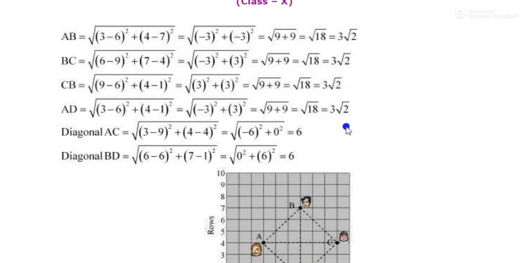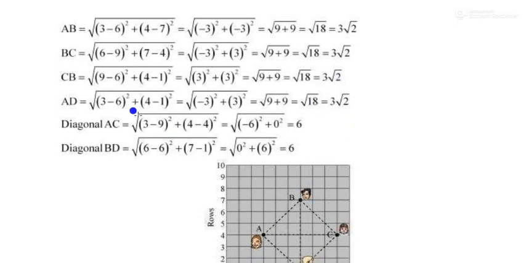Now next we have to find the diagonal AC. So see, AC will be 6. See, this is AC. The A coordinate is given and the C coordinate is given, so we have to use the same distance formula. So AC will be 6 and BD is 6.